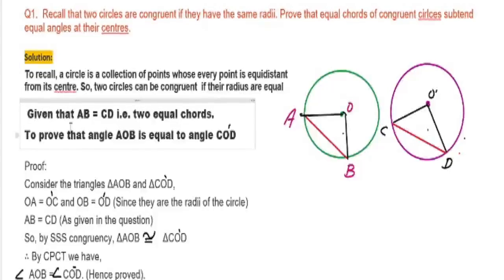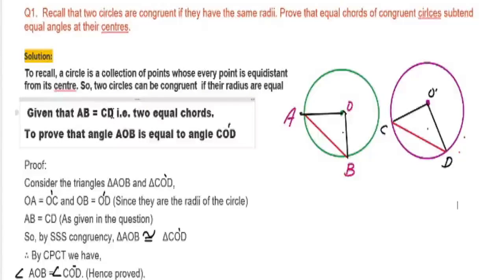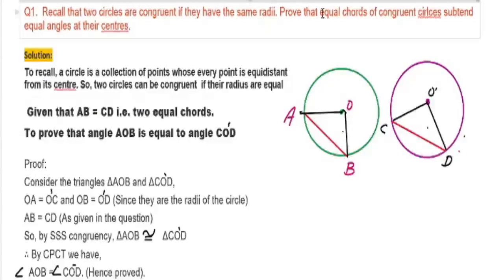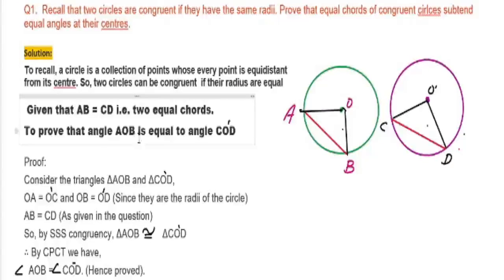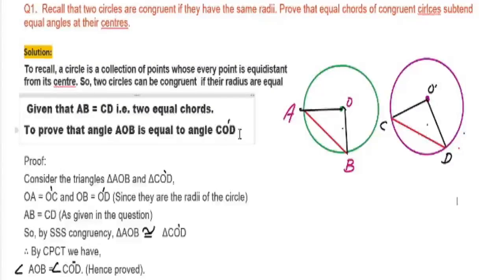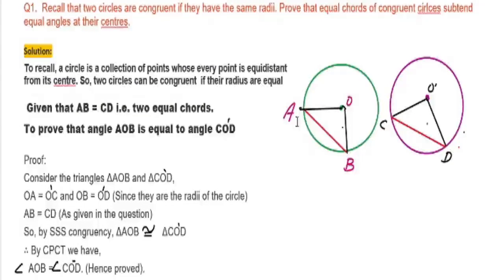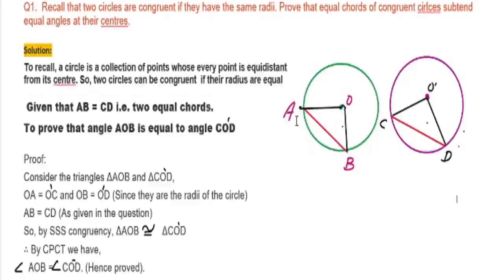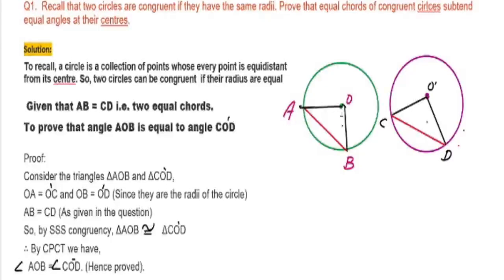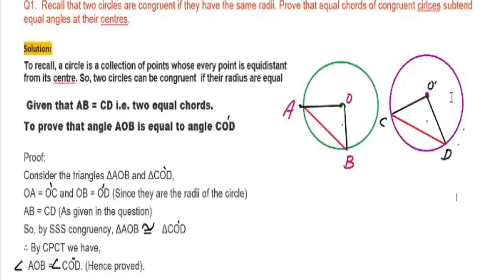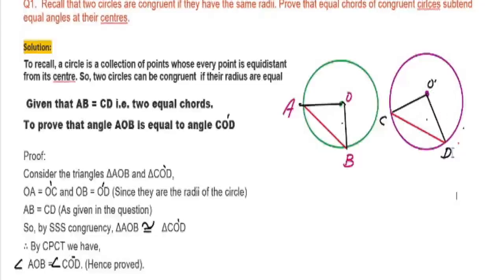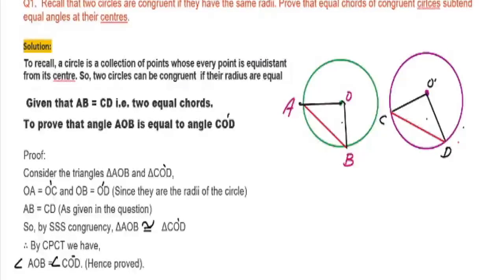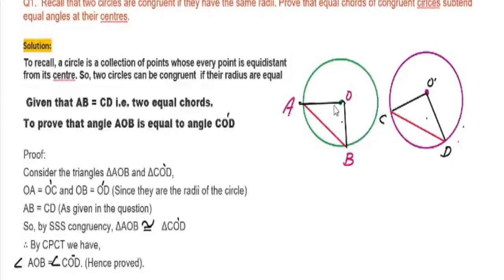In this question, it is given that AB equal to CD because it is written two equal chords. And we have to prove that angle AOB is equal to angle CO'D. In the first circle, the angle at the center is angle AOB. In the second circle, the angle at the center is angle CO'D. So we have to prove these two angles are equal.